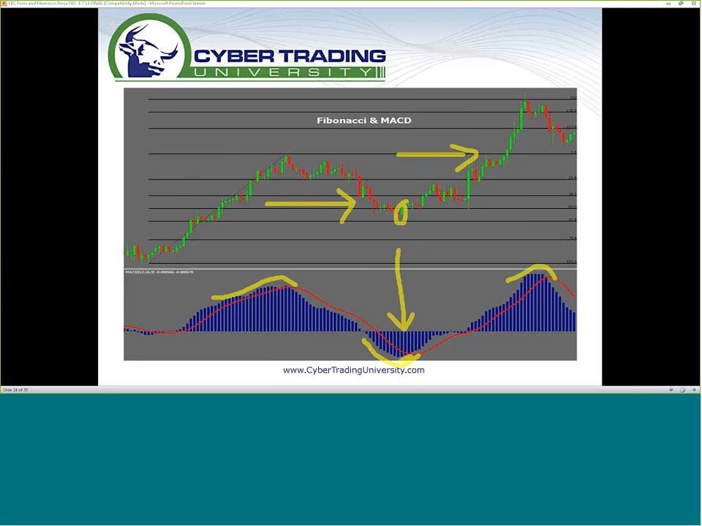We touch 23.6, 38.2, eventually get to the 50% level. What was the confirmation to take profits? Right there, as the histogram bars established a lower high. Some traders actually even look at these flat tops as an early sign of divergence. Either way, that's just a nuance of the trade. But either way, we can use the MACD to look for further confirmation.